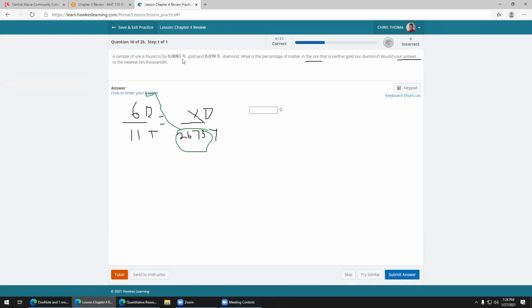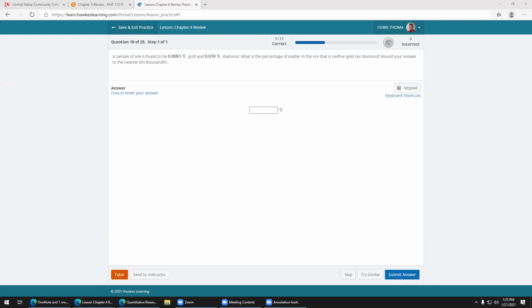So ore is gold and diamond. What is the percentage of ore? It is neither gold nor diamond. All right, so for this one, I'm gonna get my pen back here. If I add these two percentages, that will tell me how much gold and diamond are in there, right? And then I subtract that from 100%, and I'll have what is not gold or diamond.